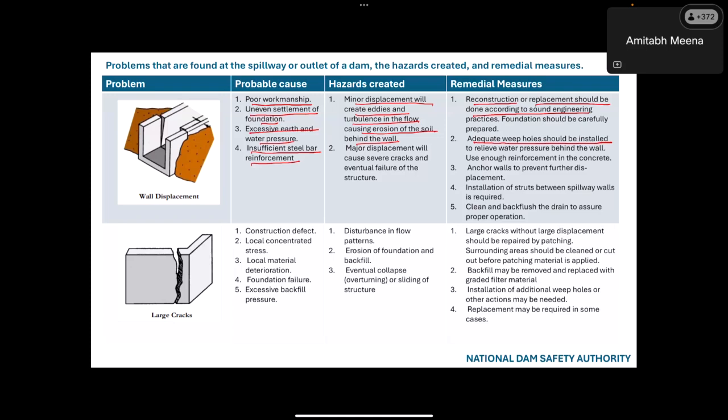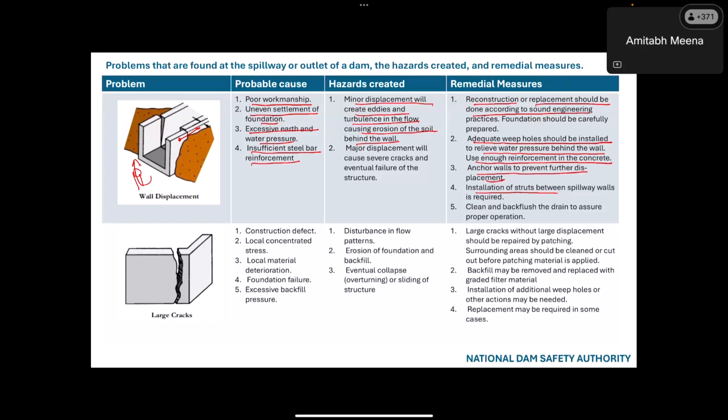Use enough reinforcement in the concrete. Anchor walls to prevent further displacement. We can anchor these walls also. We can provide some anchorages, and installation of struts between spillway walls is required. Clean and backflush the drain to assure proper operation.